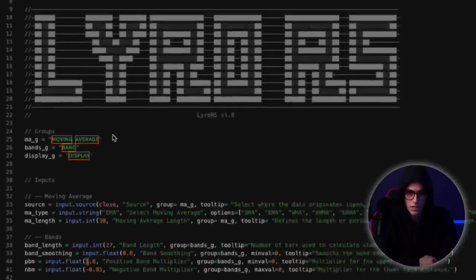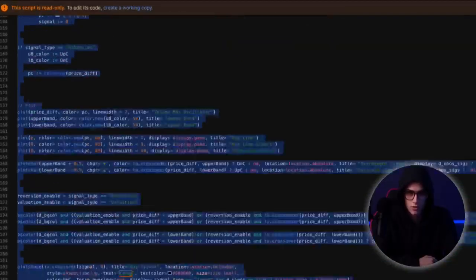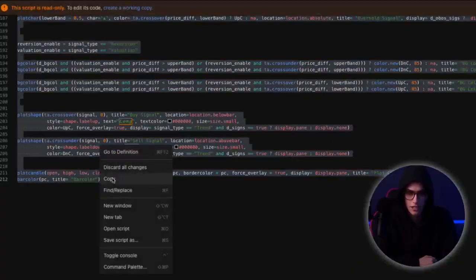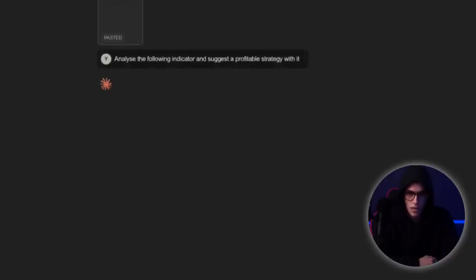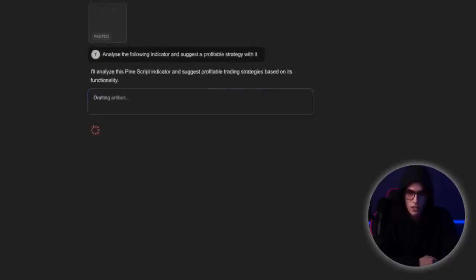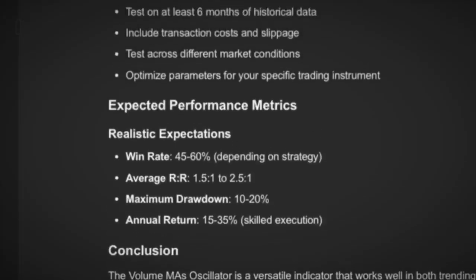So I thought, what if we took this indicator and gave it a brain? That's where Claude AI comes in. I took the original source code of this oscillator, pasted it into Claude, and asked it to analyze the logic and suggest a strategy we could actually trade. The goal wasn't just to understand what the indicator does, but to unlock the hidden potential inside the code. Because sometimes, what matters most is not what the indicator shows, but how you use it. And that's what we'll get into next.